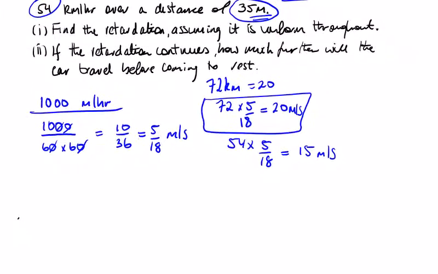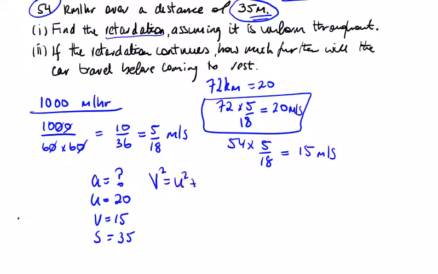Okay, so now I have my initial velocity. We're looking for retardation or deceleration. So we're looking for a. We have u is 20. We have v is 15. And we have the distance s is 35.